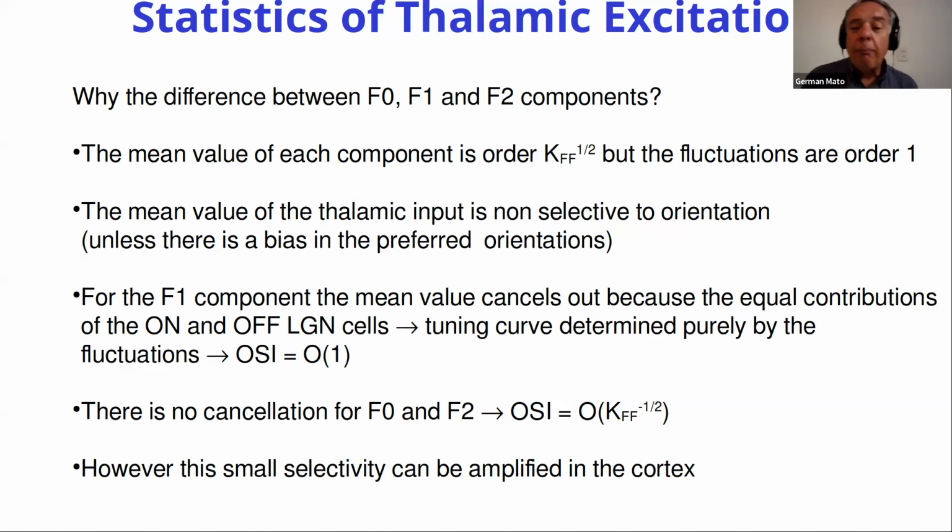For the F0 and F2 components, there is no cancellation. So in the denominator, I will have a term that is order 1 plus something that is order square root KFF. This will give rise to an OSI that is order KFF to the minus 1/2. However, this is the thalamic input. However, this small selectivity can be amplified in the cortex. This is a more complicated thing that maybe we can discuss in the questions.